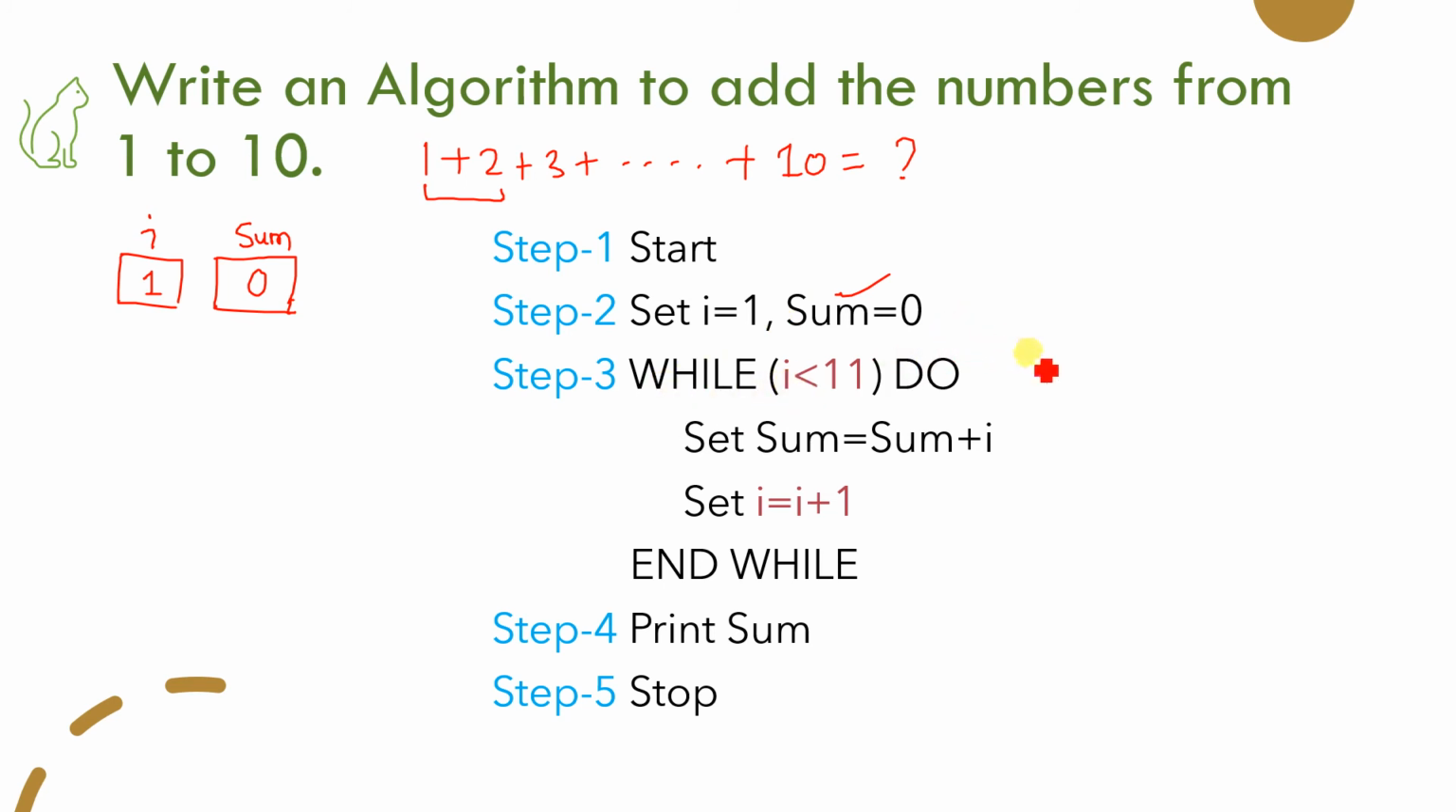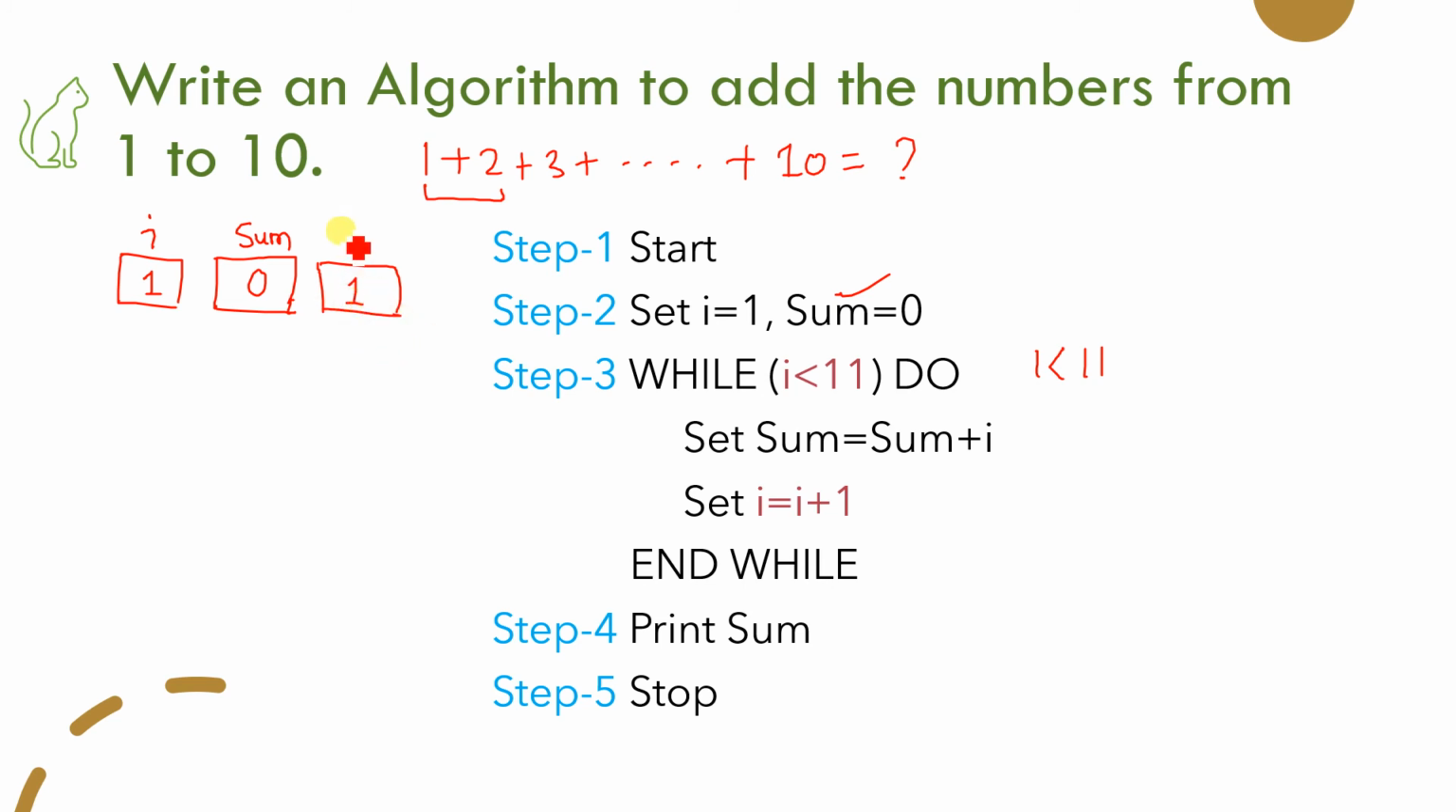Then 1 is less than 11. Condition true or false? It is true. So now what will happen? Sum equals sum plus I. What is the value of sum? 0. What is the value of I? This is 1. So what is the updated sum value? The updated sum value will be 1.